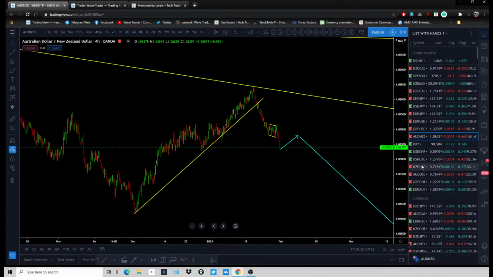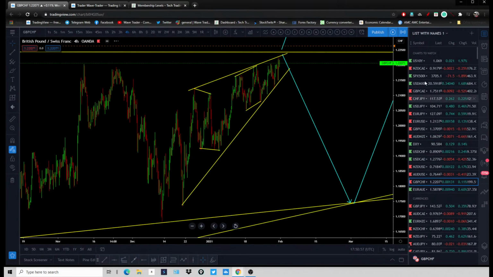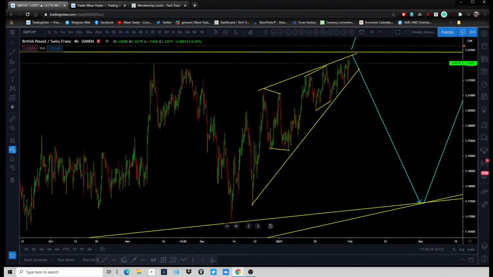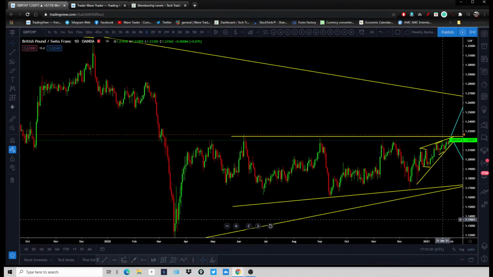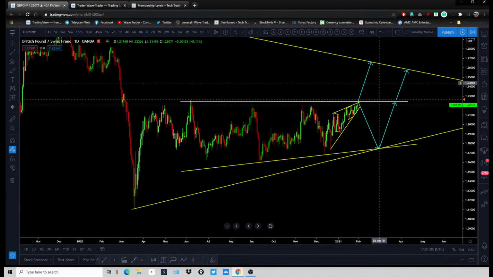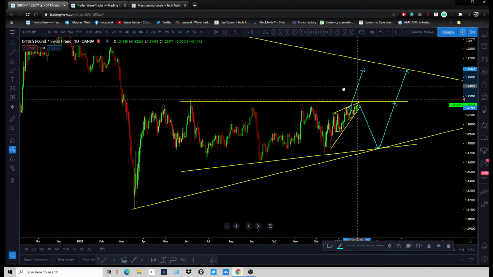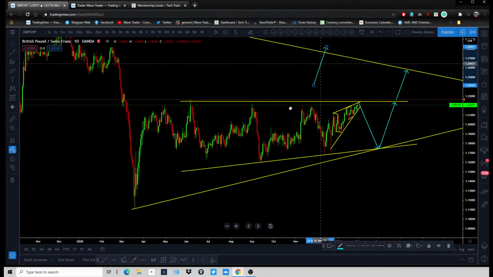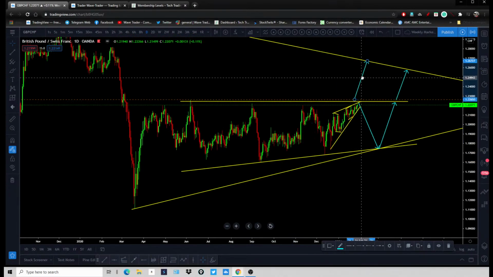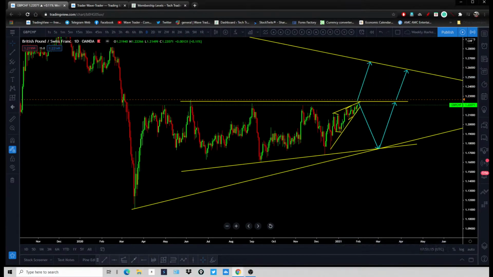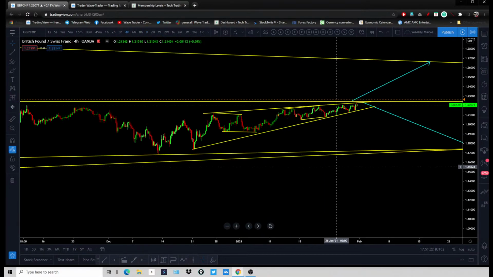Dollar index, dollar Swiss, pound Swiss. Australian dollar we have seen. Pound Swiss is just the same, like the pound dollar chart. So this move is possible. As for the breakout, we are currently not anticipating that move to happen, and we are just looking for that to drop.